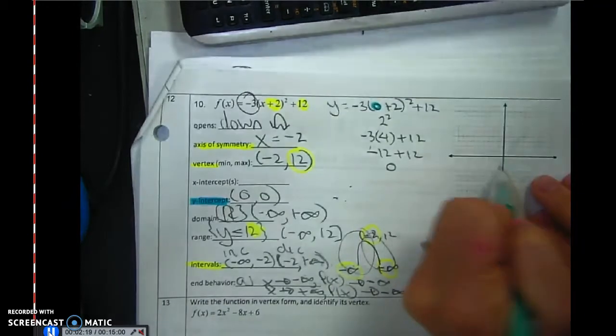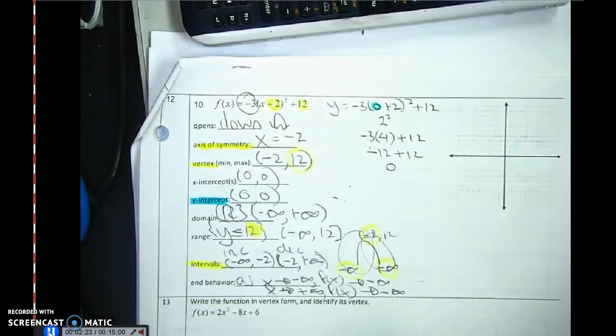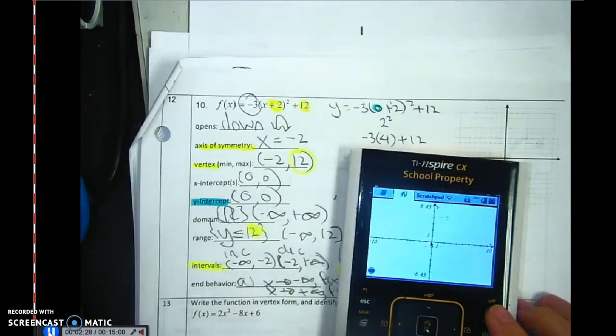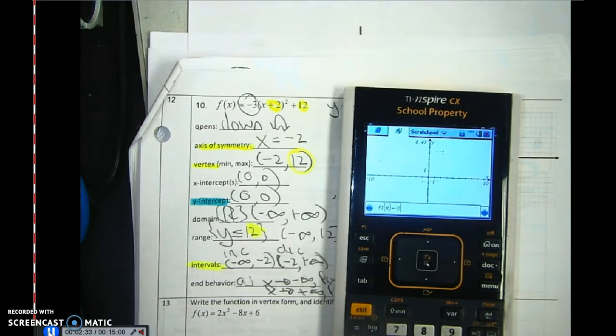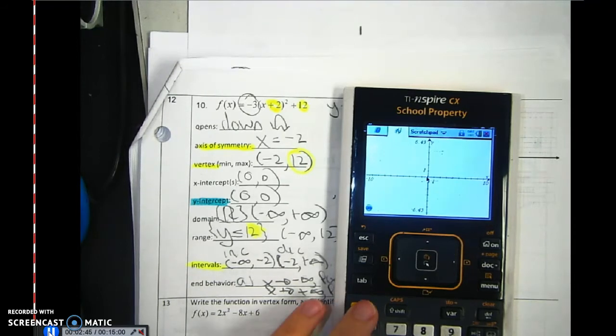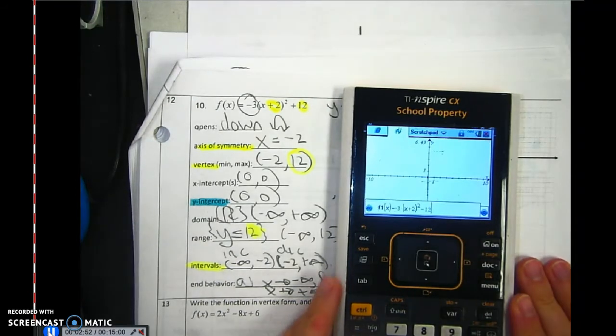Now, if the y-intercept is (0, 0), one of my x values should be (0, 0), okay? If I'm not sure, I could graph it. So maybe at this point I will graph it just to double check, negative 3, parentheses, x plus 2, squared, minus 12. Okay, let's try it again. I'm not sure what happened. All right, maybe there's something wrong with my calculator, so we'll worry about that later.